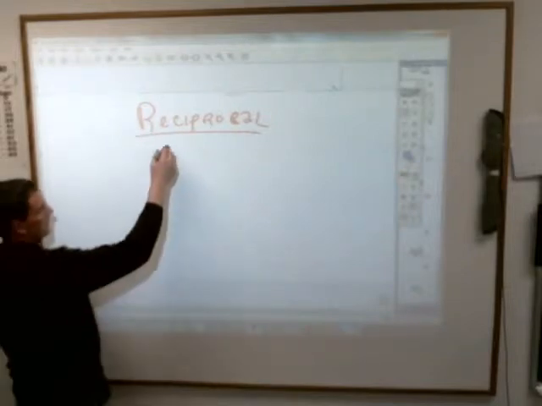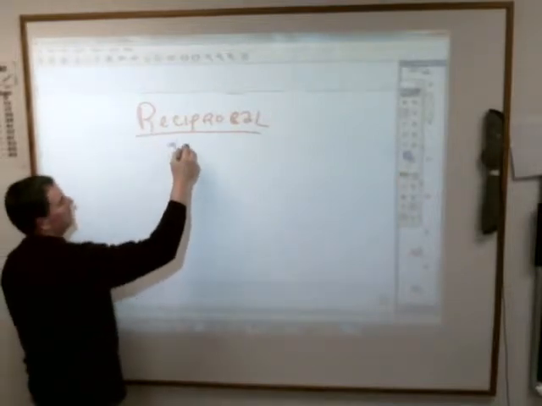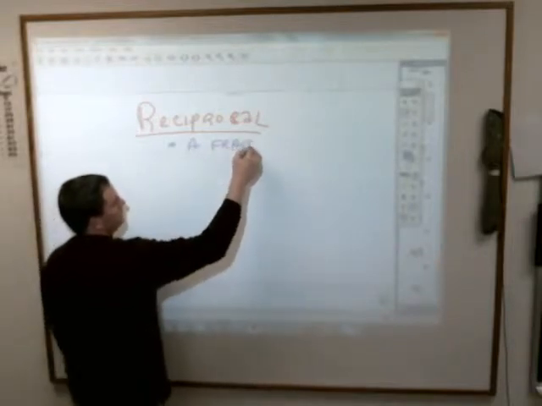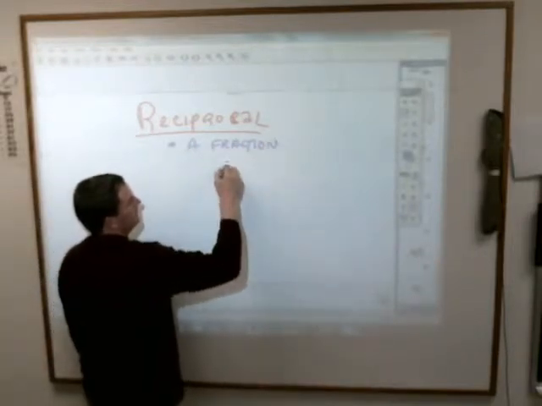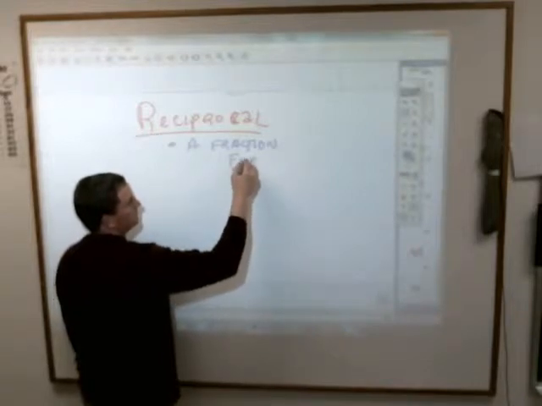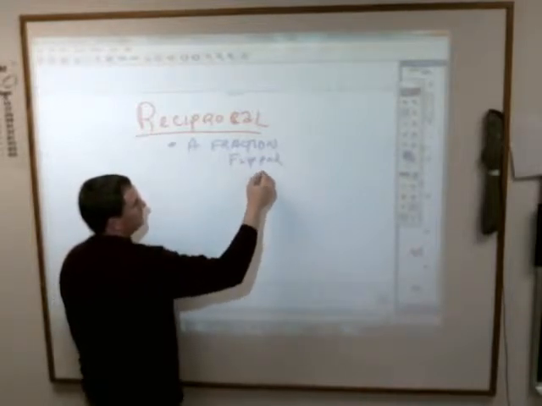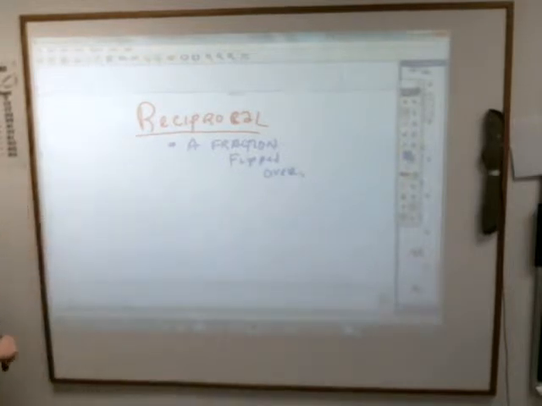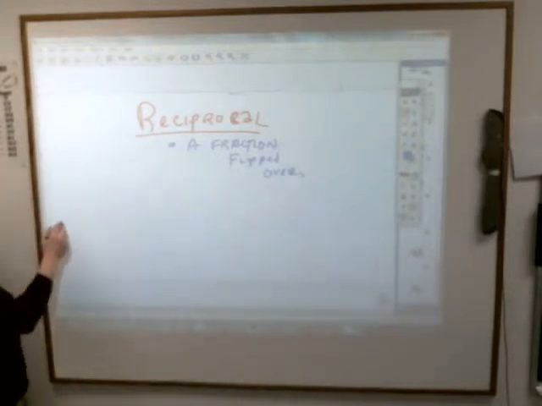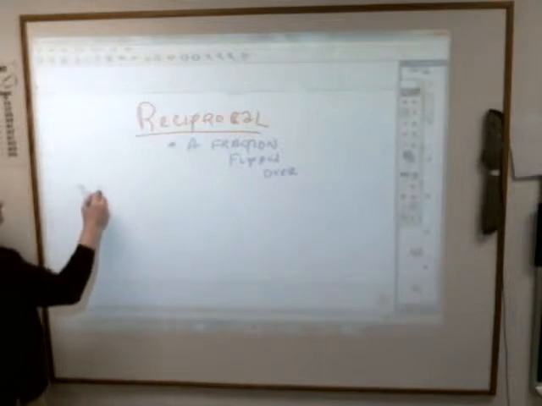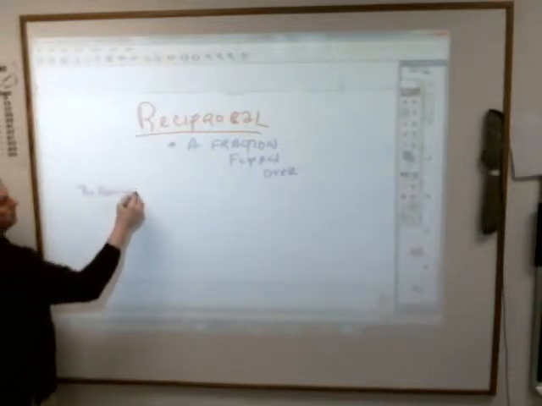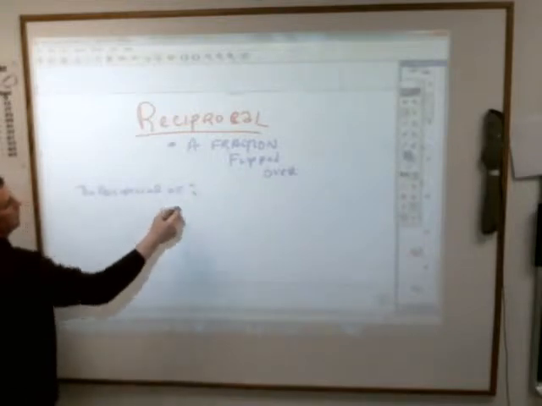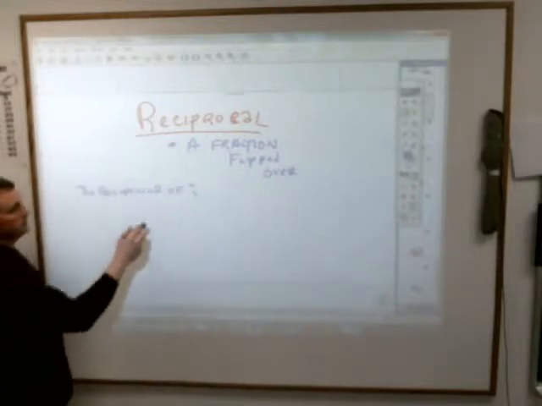thing. And it simply is a fraction flipped over. Okay, a fraction flipped over, which simply means this. Write this down. The reciprocal of: put a little colon there because we're going to make a list of them here.